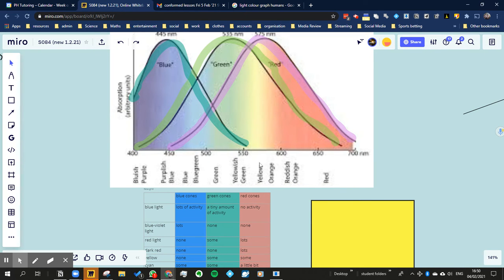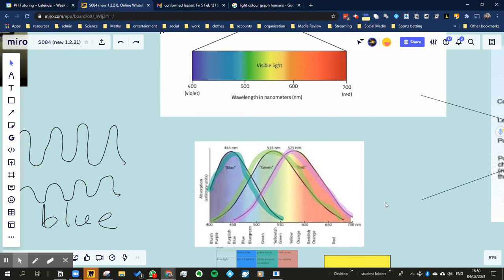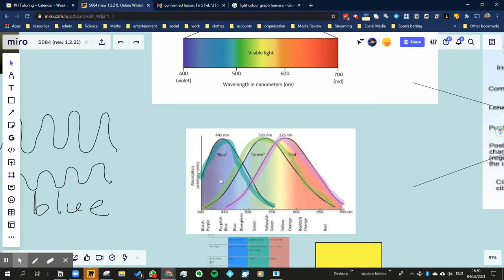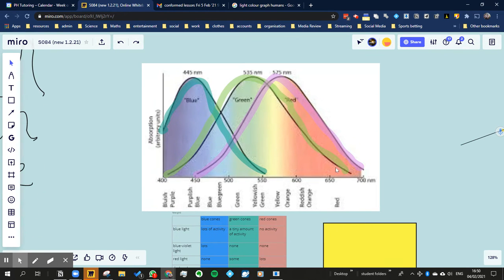Basically, these are the wavelengths here. We've got 400 to 700 nanometers, just like the picture just above here. And our blue cone is particularly sensitive at 445 nanometers. Our green cone is particularly sensitive at what looks like 555 potentially, and our red cone is particularly sensitive at 575.